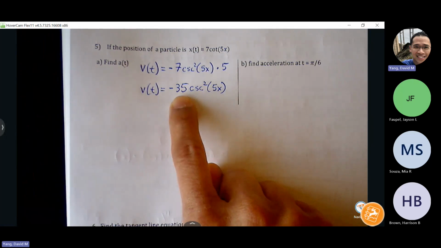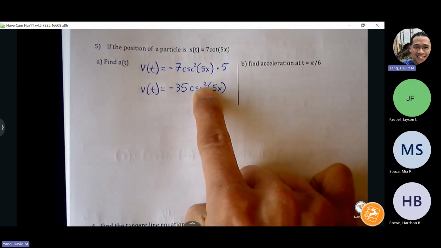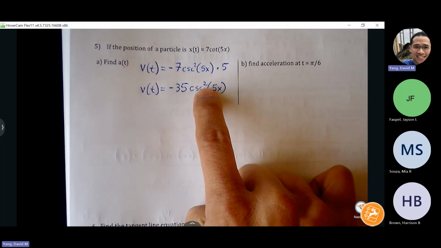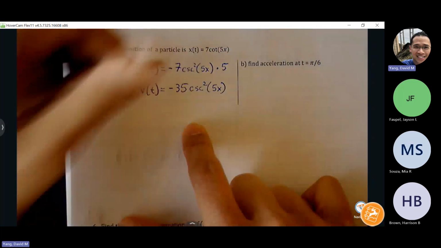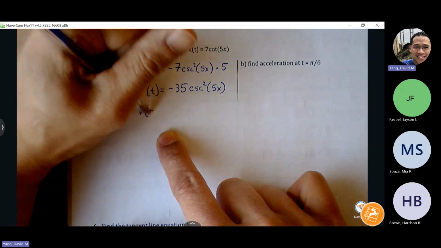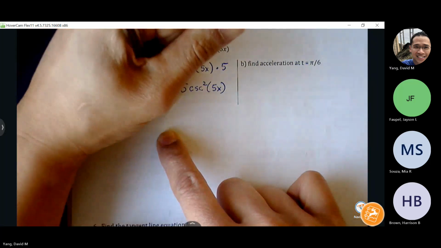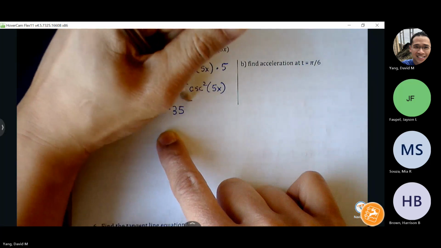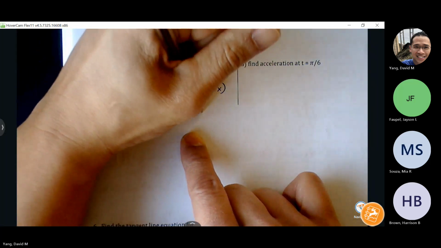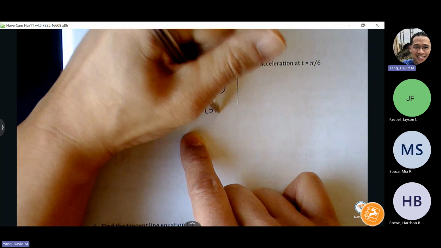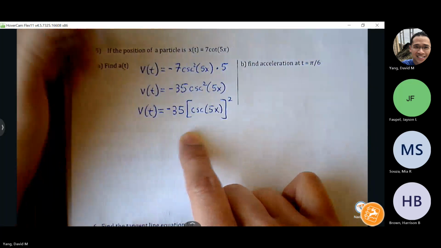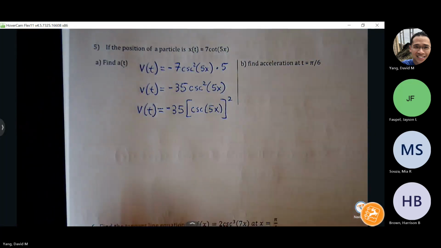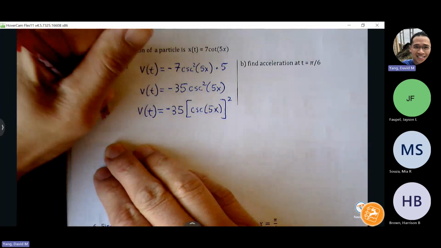To get to acceleration, we have to find the derivative again, but notice that squared there, that is not in the best form for us to identify the derivative rule. So we're going to pull that 2 outside a set of brackets. Help us see the need for chain rule a bit better. Okay, chain rule needed here.